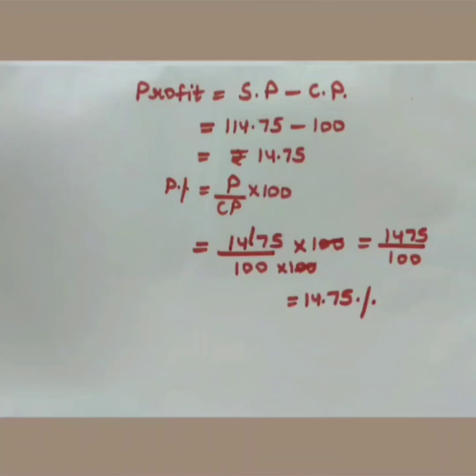Now we need to calculate the profit percent. As per our question, profit percent will be profit upon CP into 100, as profit is always calculated on the value of cost price. So profit is 14.75 upon 100 into 100. After doing all the calculation, we are getting our profit percent as 14.75%. I hope the concept of discount is clear to you.